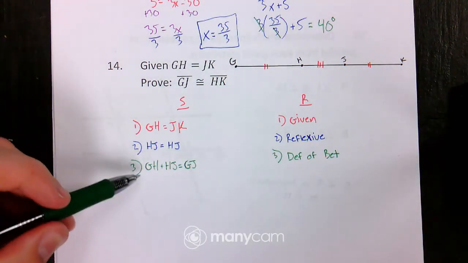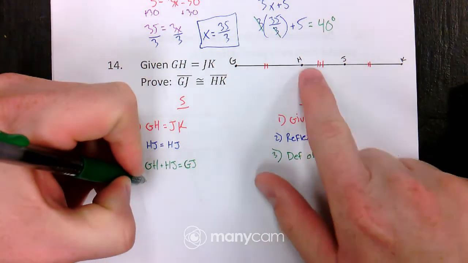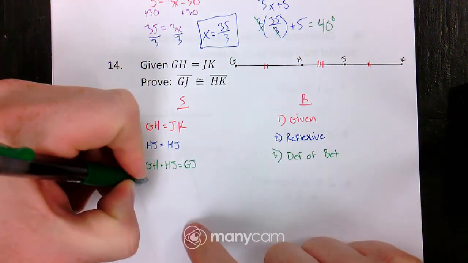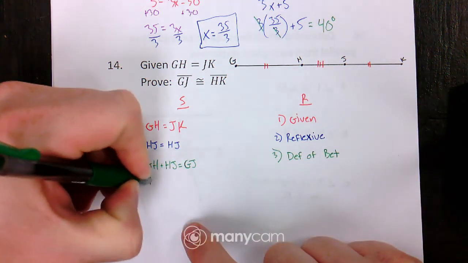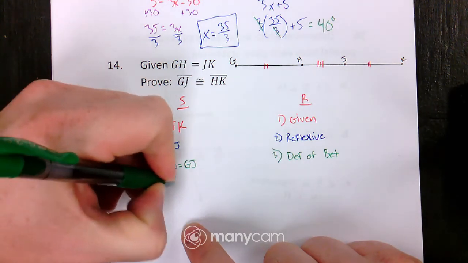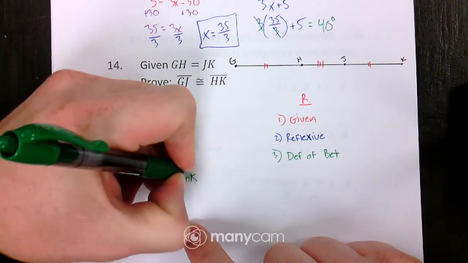Now, you can actually do 2 steps here. You don't have to write it twice. You can also write the HJ and JK equal to HK. Okay, so HJ plus JK equals HK.